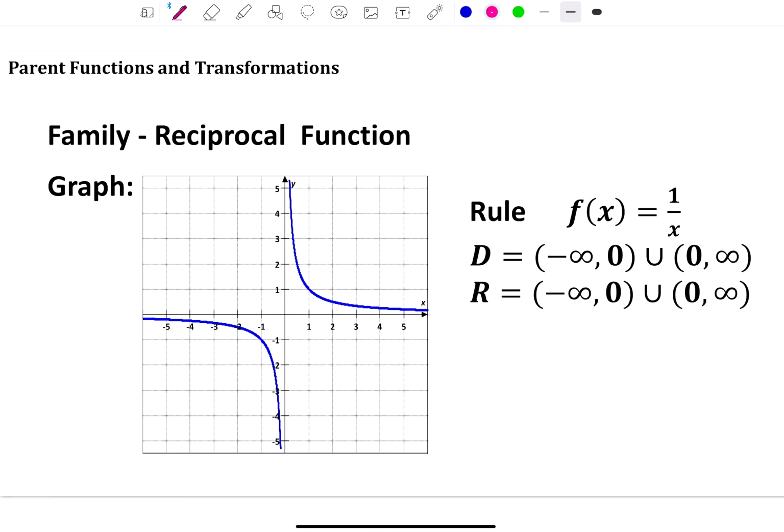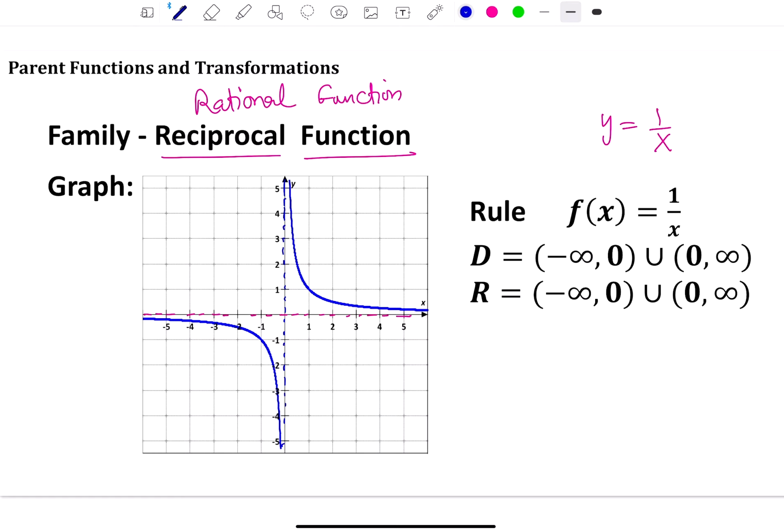Next basic parent function we're going to look at is the reciprocal function, which is also called the rational function. f of x is equal to 1 over x, or y equals 1 over x. So the graph of the function is given here, and this function has a horizontal asymptote at y equal to 0, and it has a vertical asymptote at x equal to 0. So there's a horizontal asymptote and a vertical asymptote.